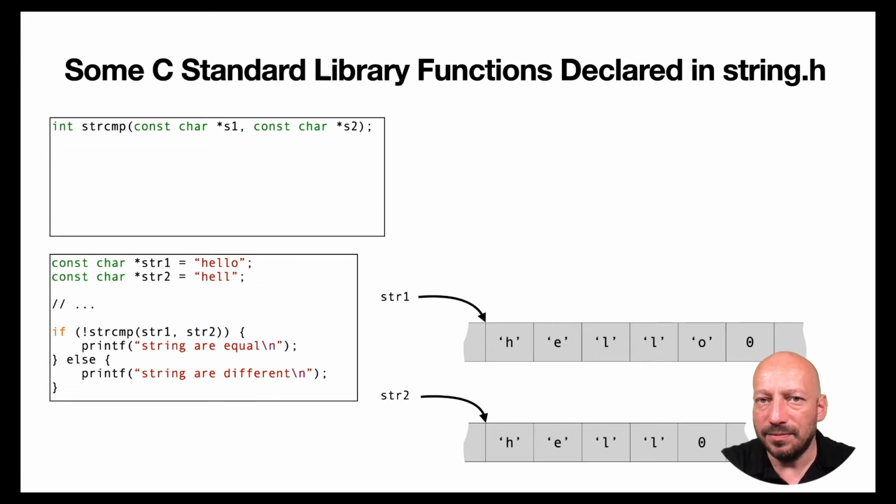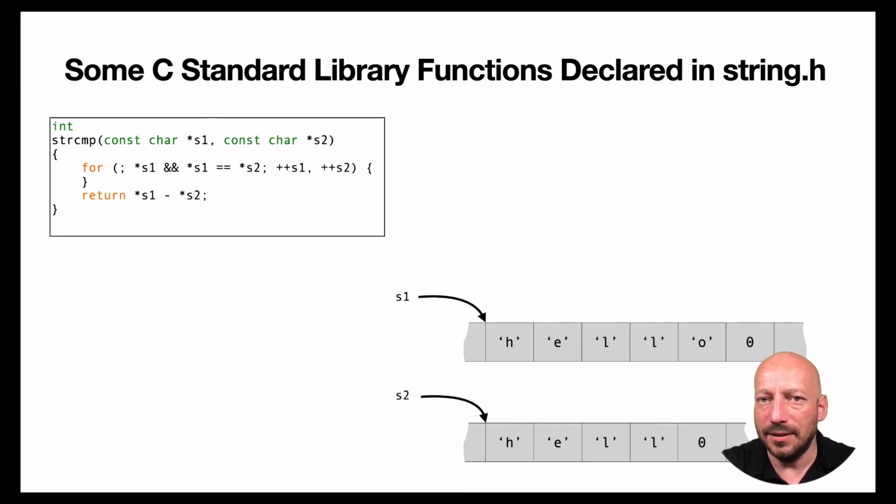The implementation of this function could be like that: in a loop you increment both pointers until either one of them points to the 0 byte, or these pointers point to different characters. And after the loop, you then just return the difference of these two characters at the end of these two pointers.